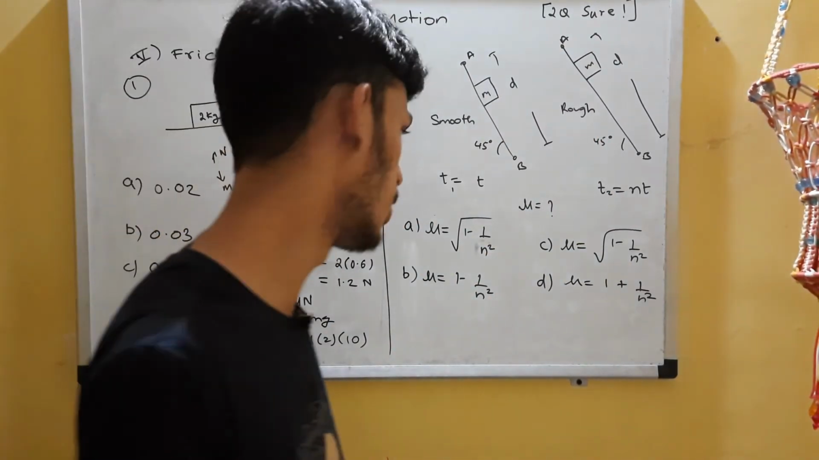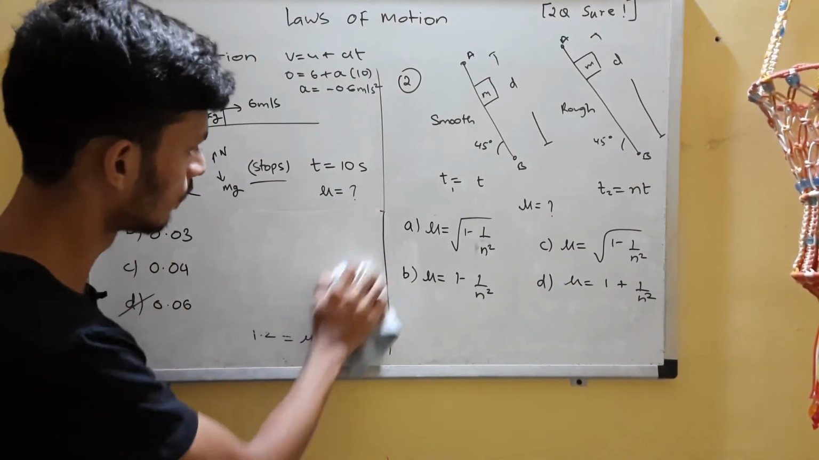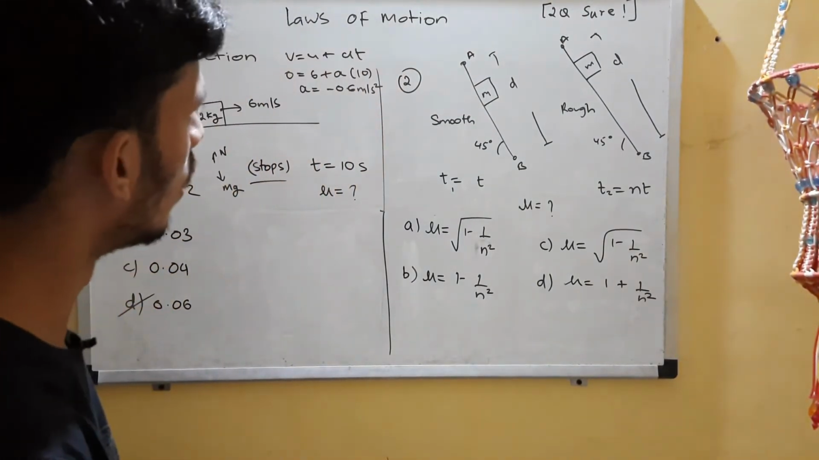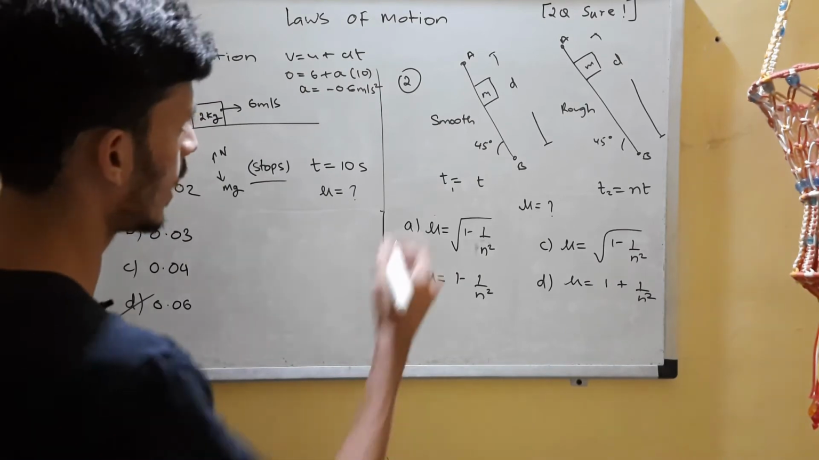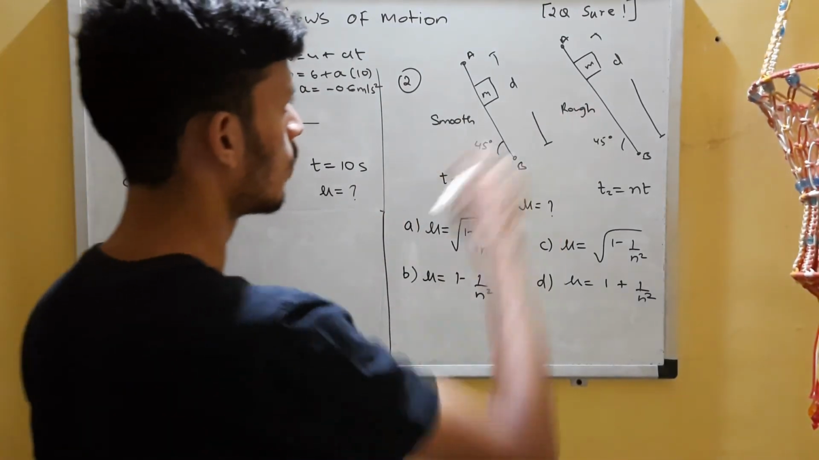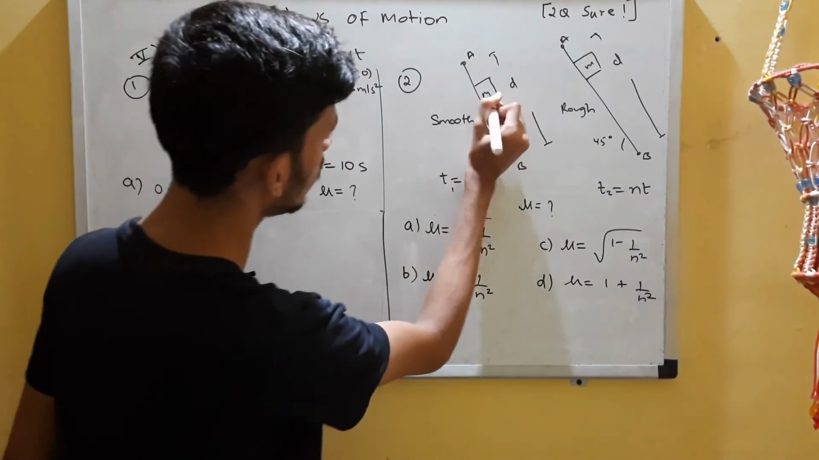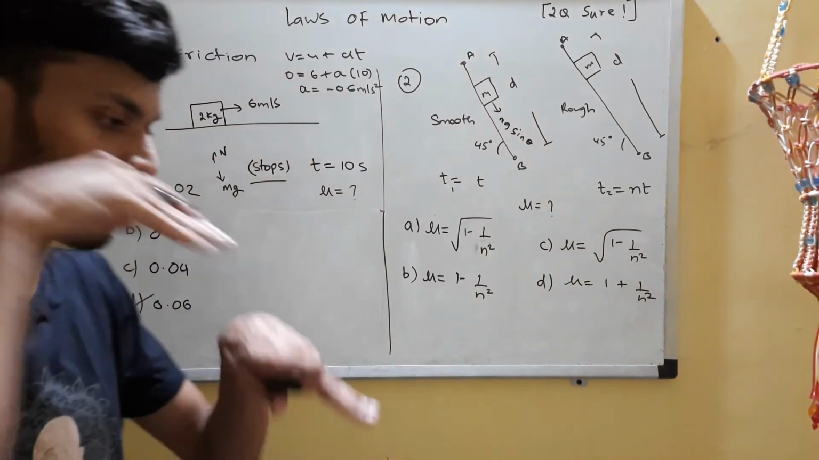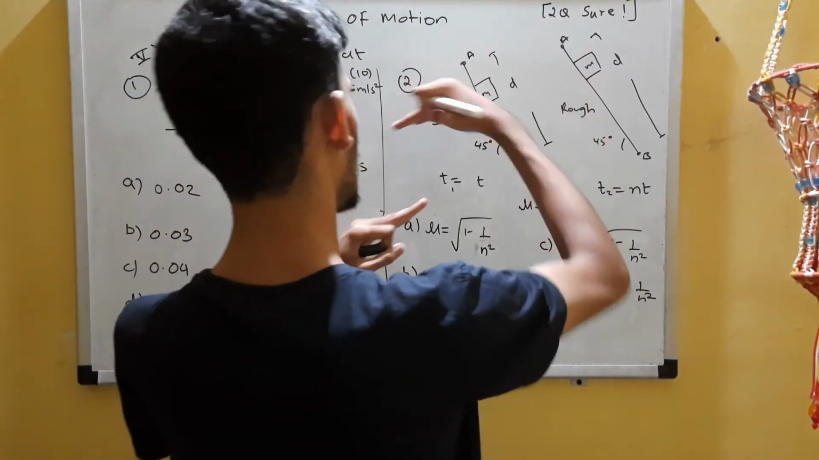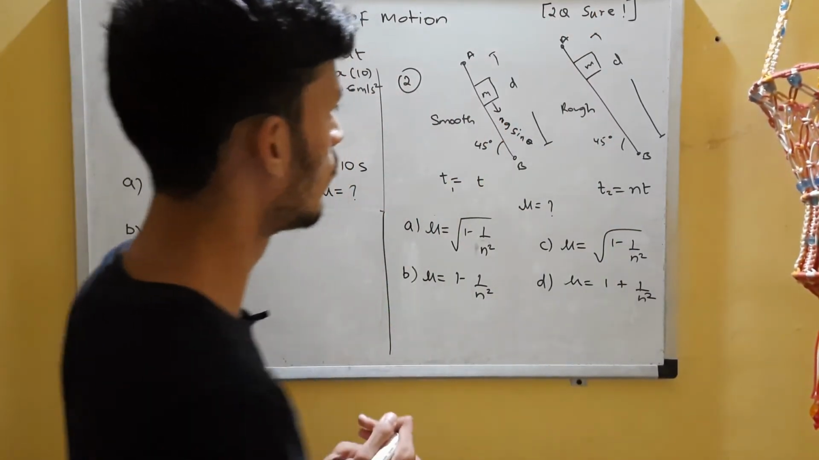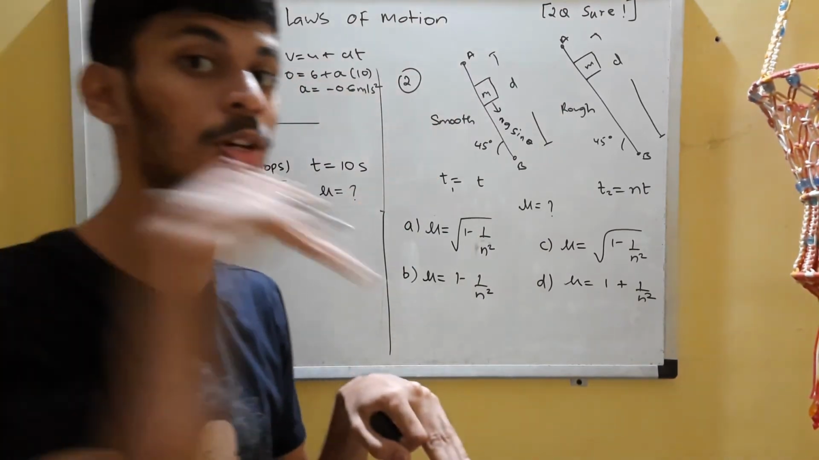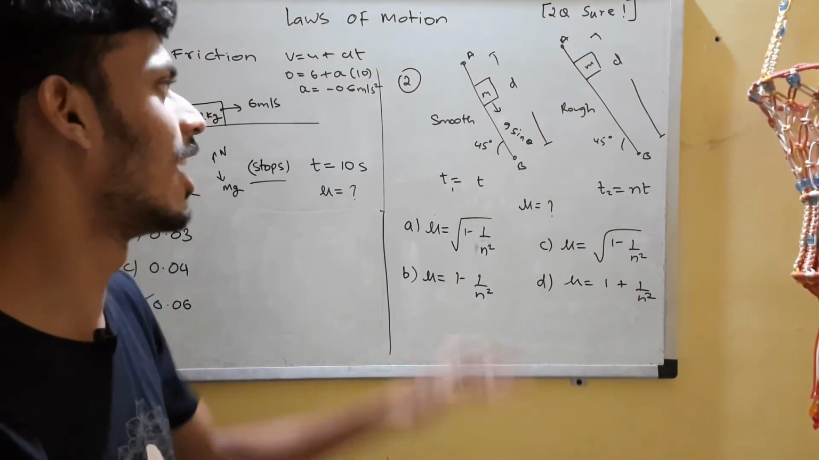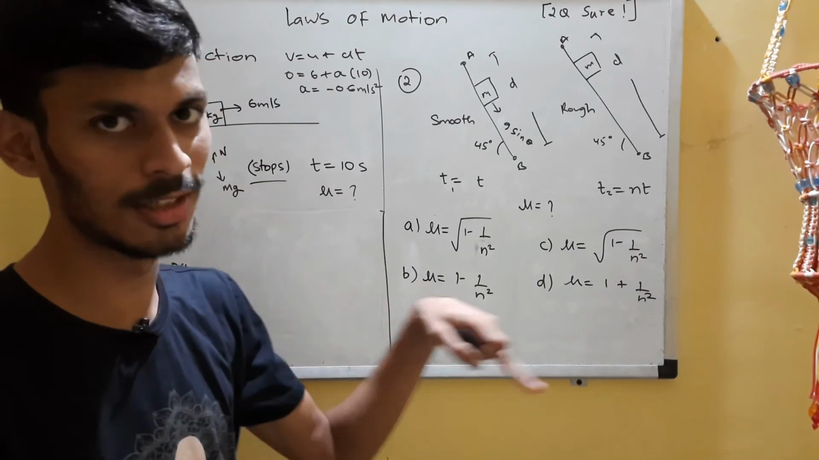So how will we go about this? Okay, let's try it. I'll wipe this out, okay? First of all, we can write the equations of motion. We are given the time, so I'll write s is equal to ut plus half at square, for both of them, okay? Here, the only acceleration acting is mg sine theta, right? Along the incline, it's only mg sine theta. Mg cos theta is perpendicular, which is balanced by the normal force, and only the mg sine theta is responsible for its motion, right? So g sine theta is the acceleration along the incline, okay?